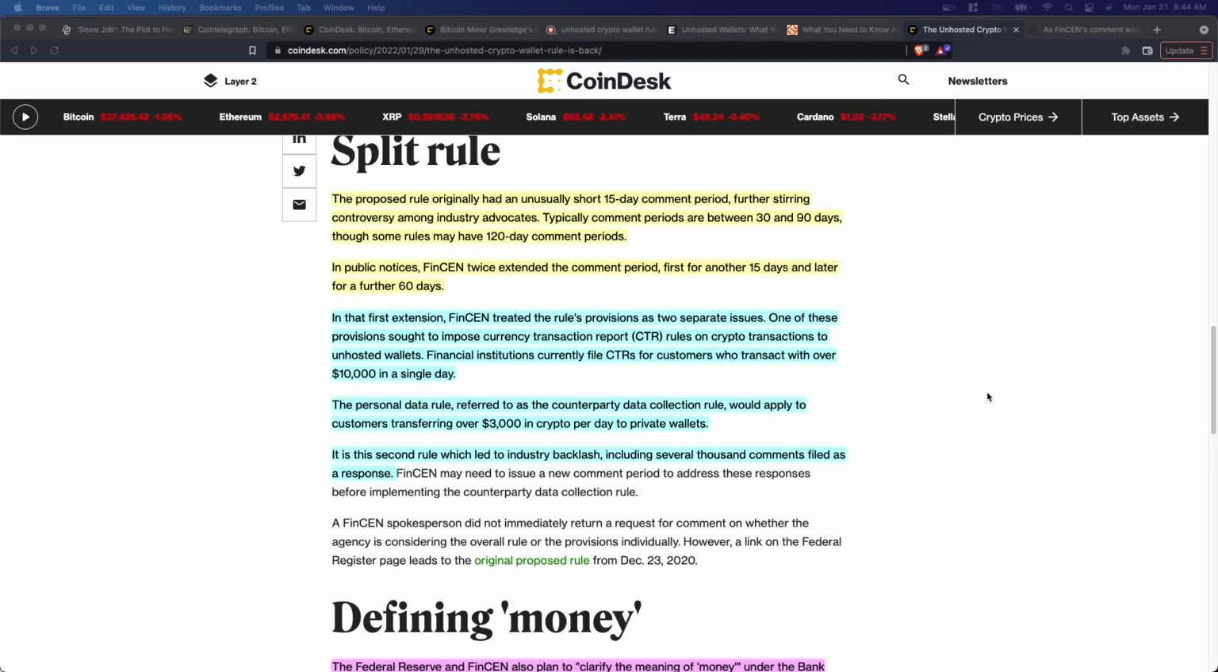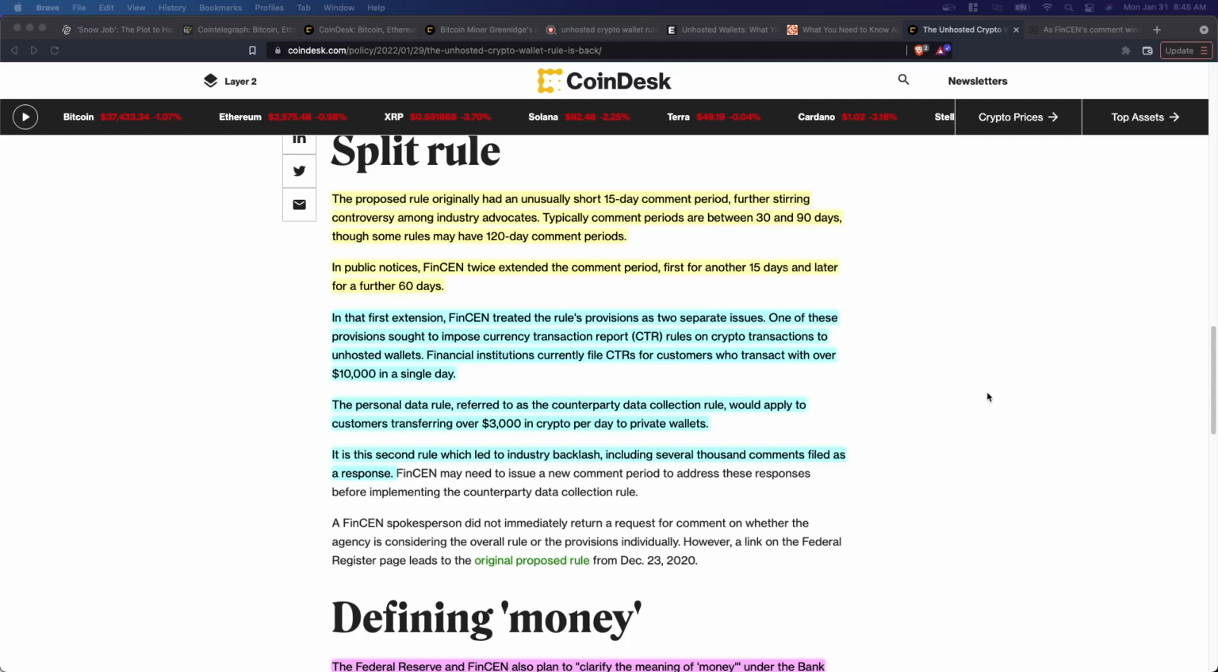In public notes, FinCEN twice extended the comment period, first for another 15 days and later for a further 60 days. In that first extension, FinCEN treated the rule's provisions as two separate issues. One of these provisions sought to impose currency transaction reports, CTR rules, on crypto transactions to unhosted wallets.